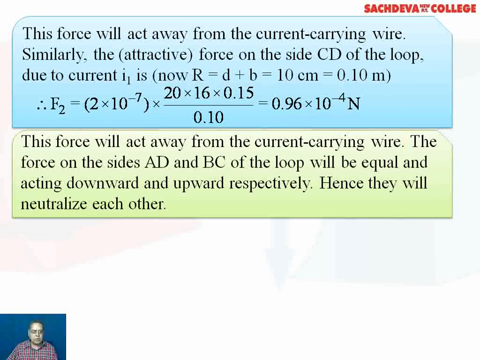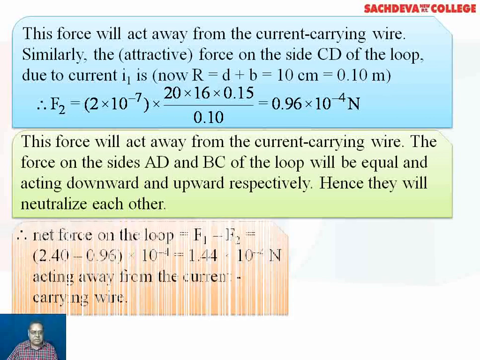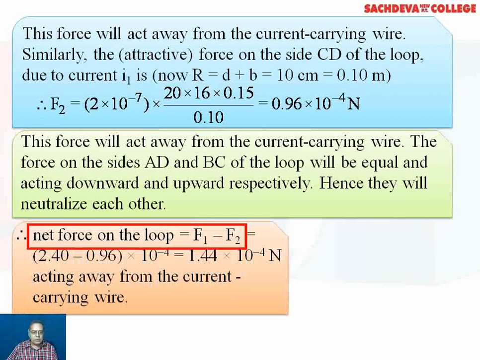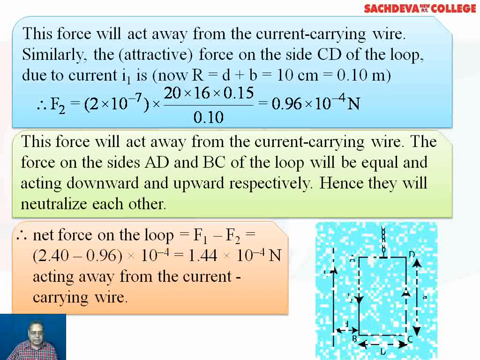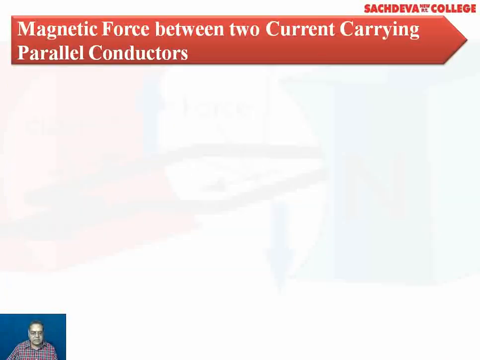The forces on the sides AD and BC of the loop will be equal and acting downward and upward respectively. Hence, they will neutralize each other. Net force on the loop is F1 minus F2. After computing the values, the number comes to be 1.44 into 10 to the power minus 4 newtons. This force is acting away from the current carrying wire. You can see the figure.